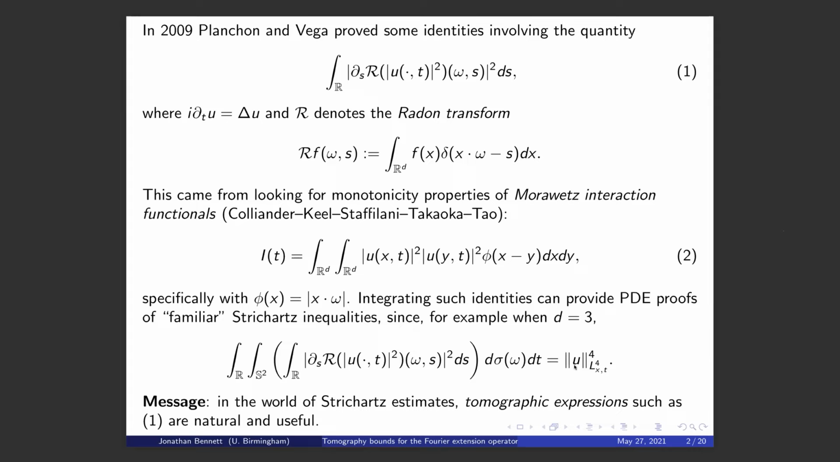And so I guess the message I'm trying to get at here is that in the world of Strichartz estimates, these sorts of tomographic expressions are quite natural and quite useful. So here I'm taking slices, if you like, spatial slices of mod u squared, or I'm taking the L2 norm of the solution on affine hyperplanes or on hyperplanes in R^d. And that's a natural thing to be doing. That's what I'm claiming. And so that's really where, as far as I can tell, the Radon transform or sort of tomography first cropped up in the context of oscillatory integrals.